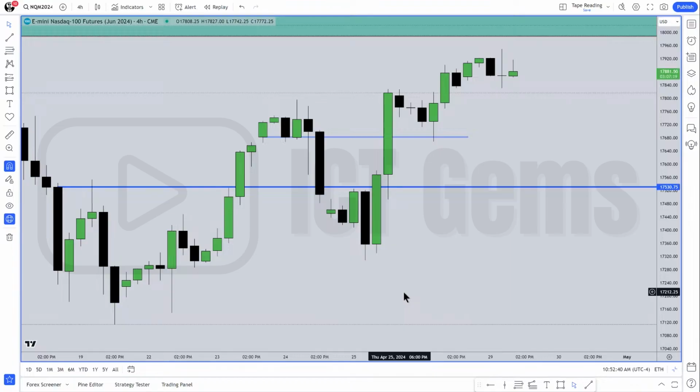Ideally, you don't want to see a lot of down close candles. But when you do see them and it does return back to them, you want immediate respect. If you don't get immediate respect, the same thing holds true.